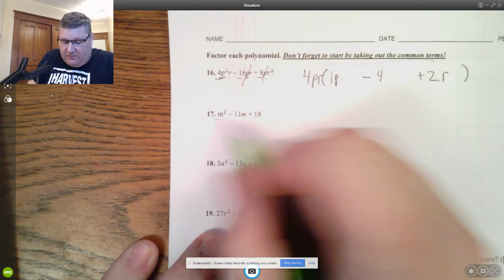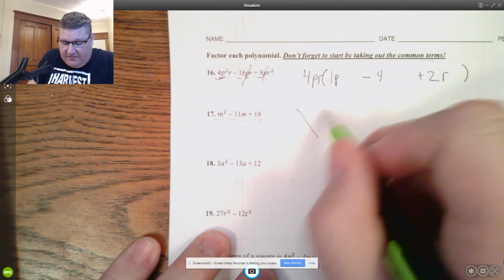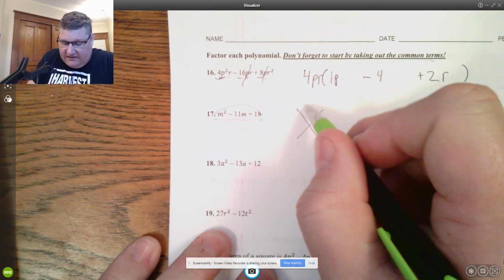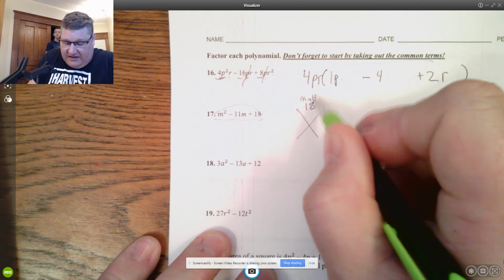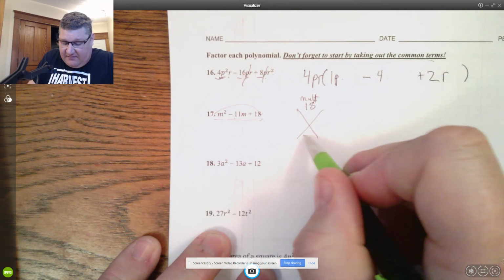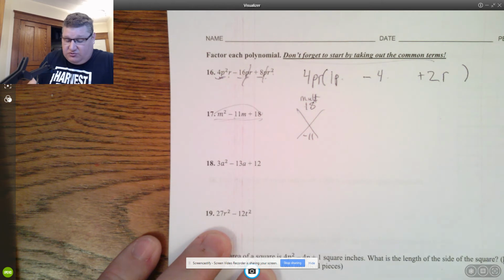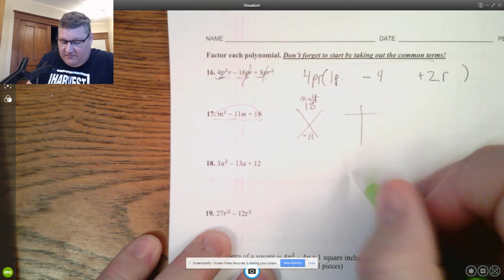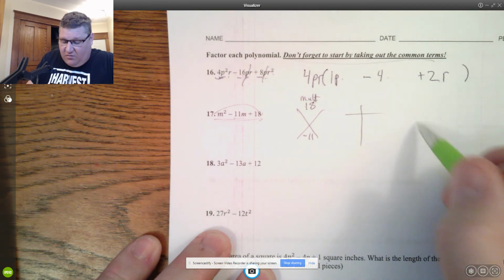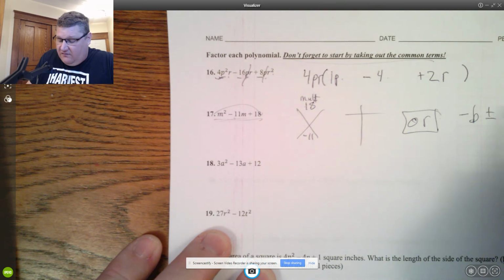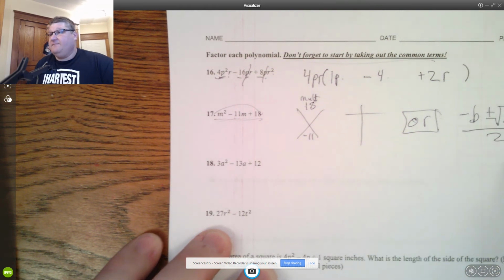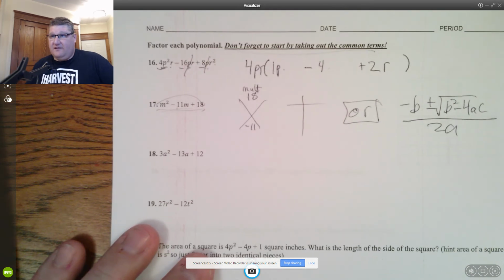But now for this one, I'm probably going to have to say, hey, what's 1 times 18? They have to multiply to make 18, but they have to add to make negative 11. So I can try doing that. Okay, if that doesn't work, I could use opposite of b plus or minus square root of b squared minus 4ac all over 2a and do the quadratic formula.